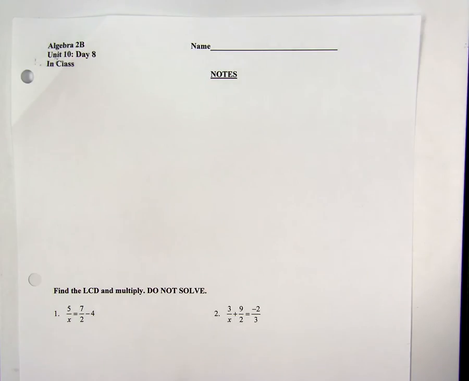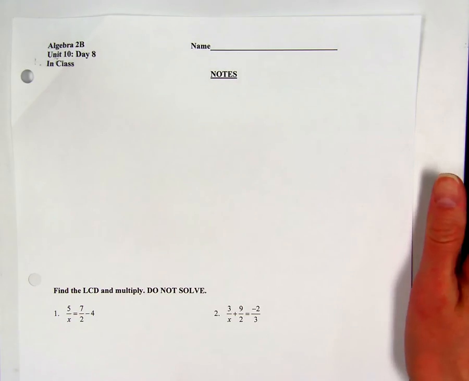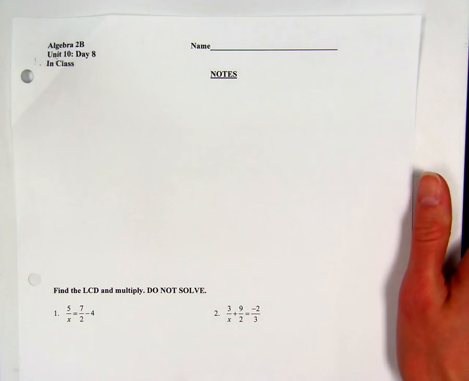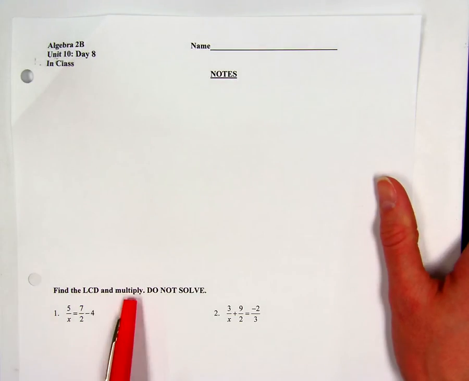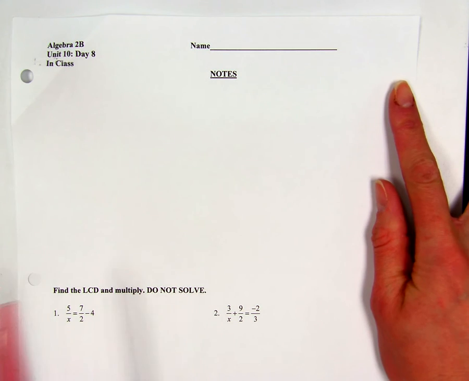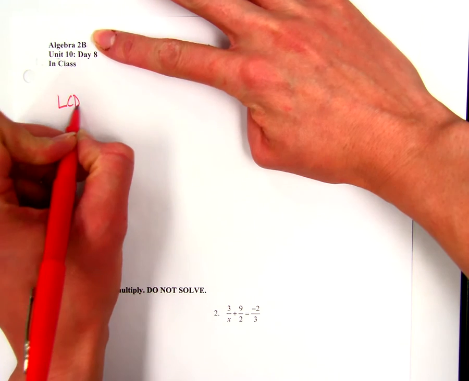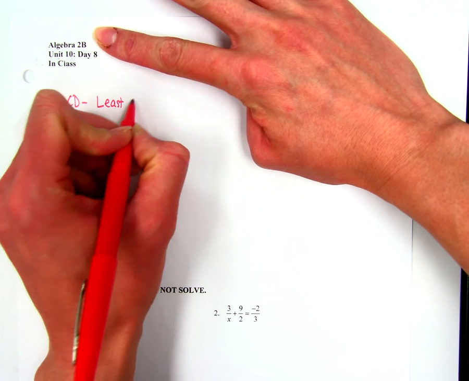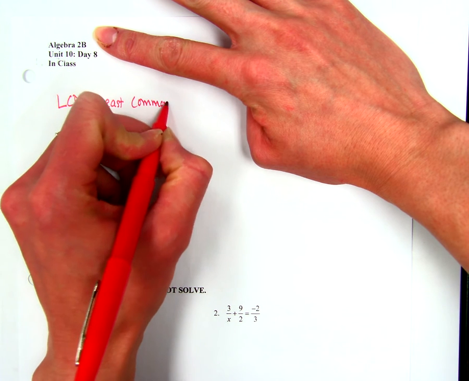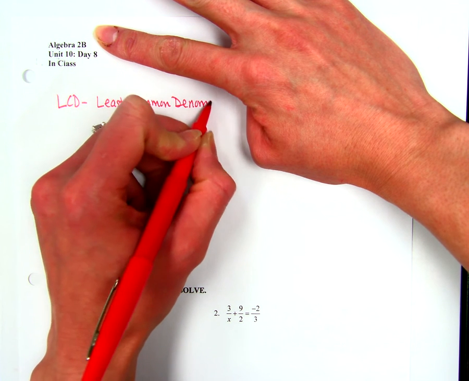All right, so today we're going to be talking about finding least common denominators and trying to cancel out fractions in our equations, but we're not quite going to solve the equation. So if you notice in the directions for the problem, it says find the LCD and multiply but do not solve. So first thing you need to know is that an LCD means least common denominator.